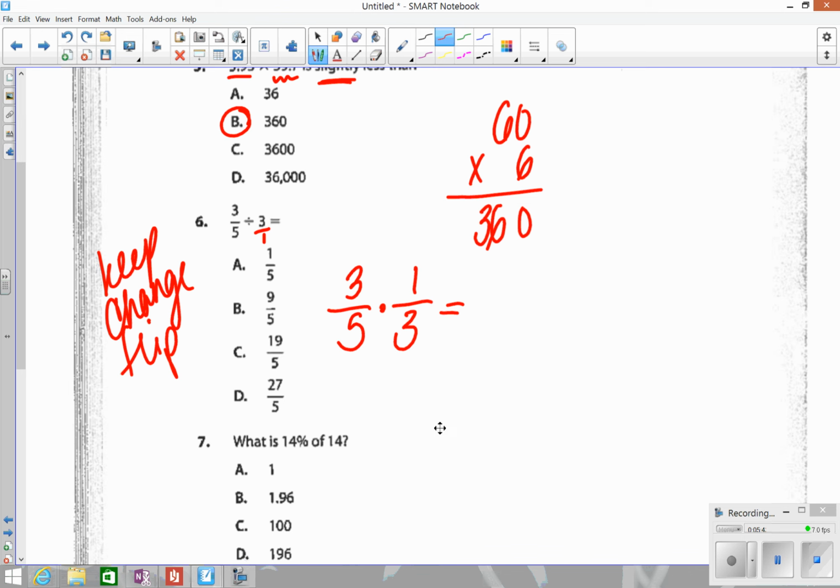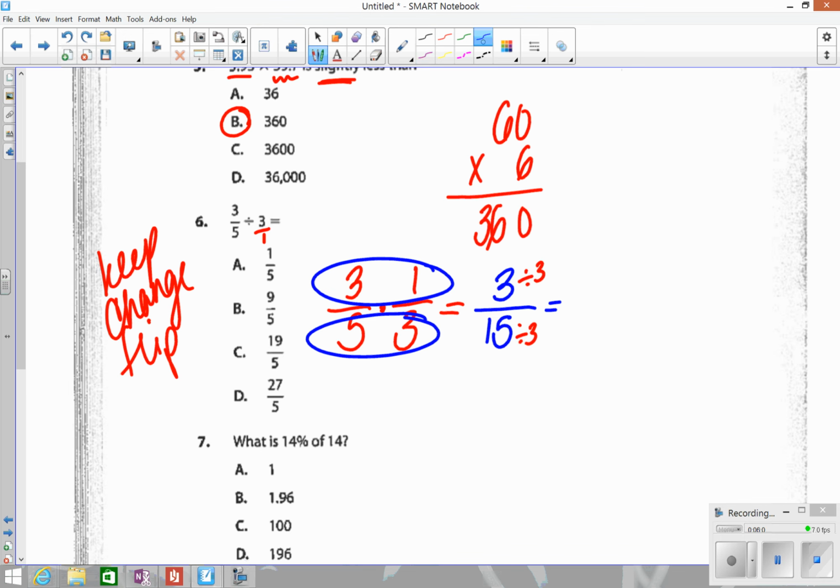And then when we multiply fractions, we multiply across the top. So 3 times 1 gives me 3. And then we multiply across the bottom. 5 times 3 gives me 15. And then I want to reduce this if possible. So if you look at the top and the bottom, you could take out a 3. You could divide the top and bottom by 3. So when I do that, I get 1 up top and 5 down below. So my final answer is going to be 1/5.